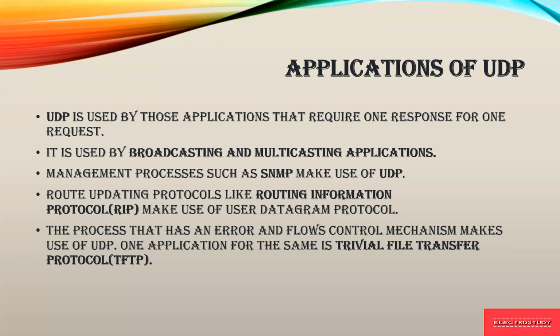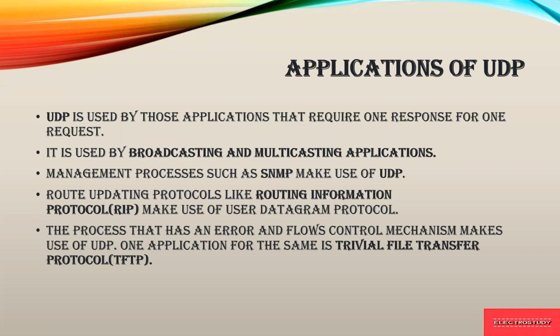Now you will see the applications of UDP. We have seen that it is a very simple protocol. It provides unreliable services, and only small packets can be transmitted. So what will be the applications of UDP? UDP is used by applications which require only one response for one request. For that one request, the necessary action is taken. It doesn't do multitasking, and it is used by broadcasting and multicasting applications. It is also used by management processes such as SNMP, and by processes that have their own error and flow control mechanism.